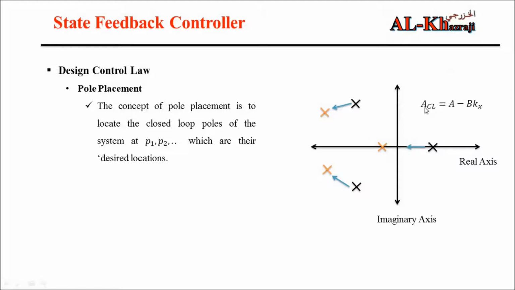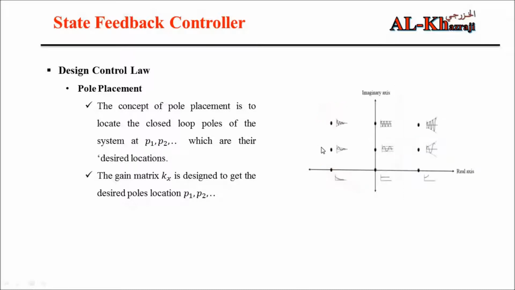Now, the closed loop A matrix of the system is the A open loop minus B open loop multiplied by the feedback gain. As we said, we cannot change matrix A and we cannot change matrix B. So selecting Kx is the key point: we select this K so we can get the desired pole. Now, how to get the desired pole?